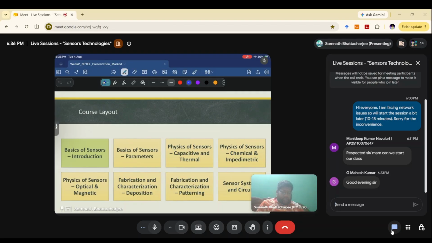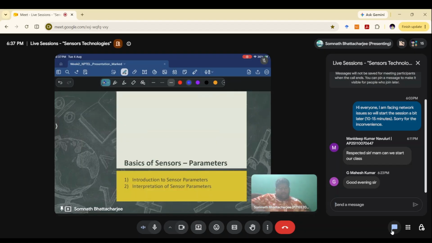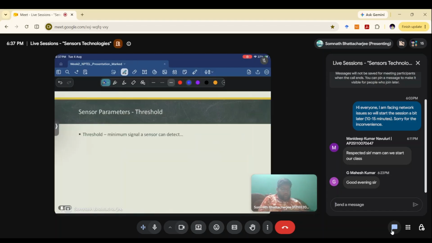So, after completing this one, we are moving towards the new chapter, that is the basics of sensor parameters. Now, in this, we'll learn about two different things, that is the introduction to other sensor parameters. So in the previous class we have learned about accuracy and precision of a sensor. Now we'll learn about the parameters of these sensors, and apart from that we'll also try to interpret these sensor parameters as well. Now, let me change the angle of this, I guess. Yeah, it looks fine.